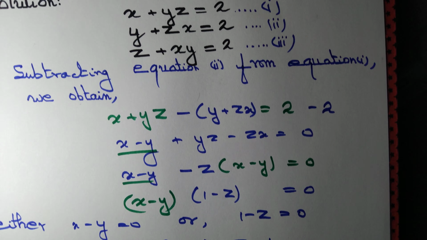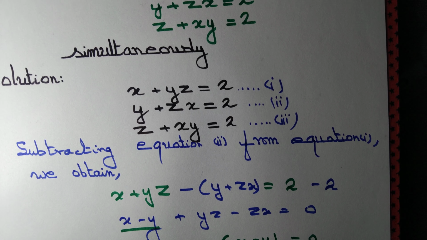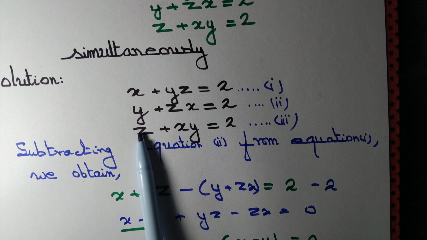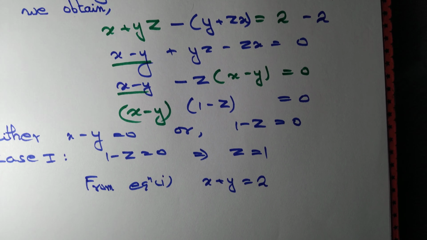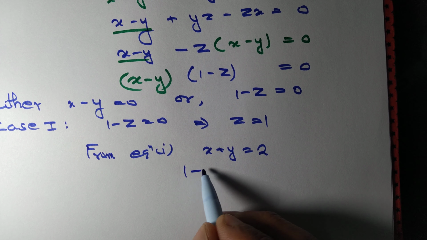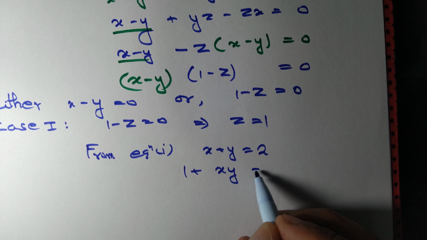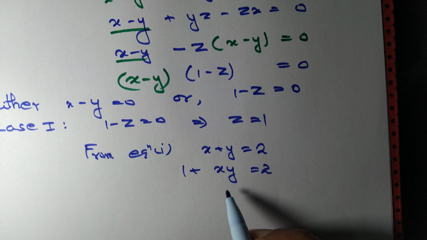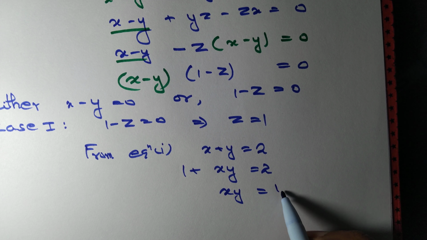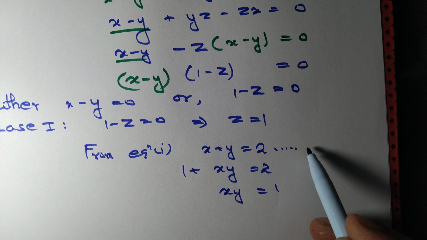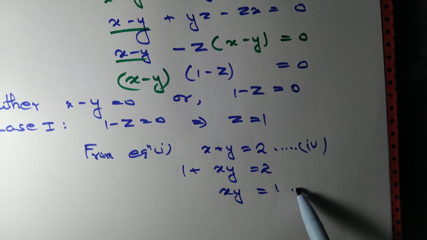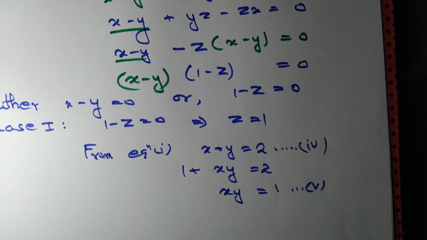Let's write z equal to 1 in equation 3. From equation 3, 1 plus xy equal to 2. Take 1 to the right hand side, xy equal to 1. So we know the value of x plus y. Let's write it as equation 4. We know the value of xy. Let's write this as equation 5.